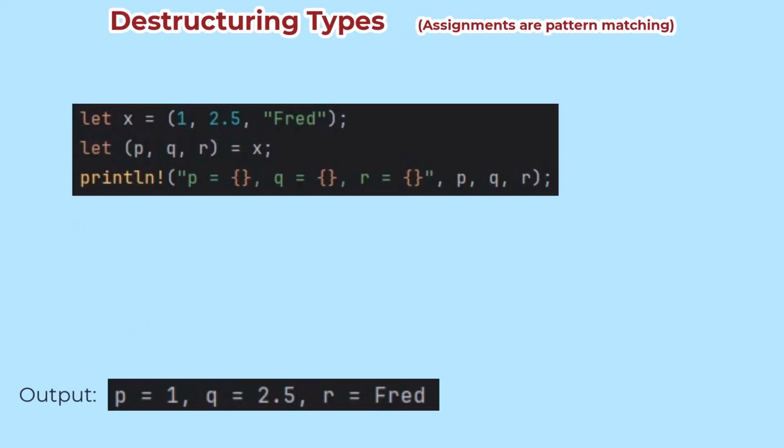We can use a technique called destructuring to get things out of a tuple. In this assignment statement, the tuple (p, q, r) gets matched with x, and the individual pieces of x are put into p, q, and r. So this is what will be printed out. In other words, assignment statements are always pattern matching. The left-hand side gives a pattern of variables, and the right-hand side is matched against that pattern to make the assignments. I'll give more examples of that throughout this video.